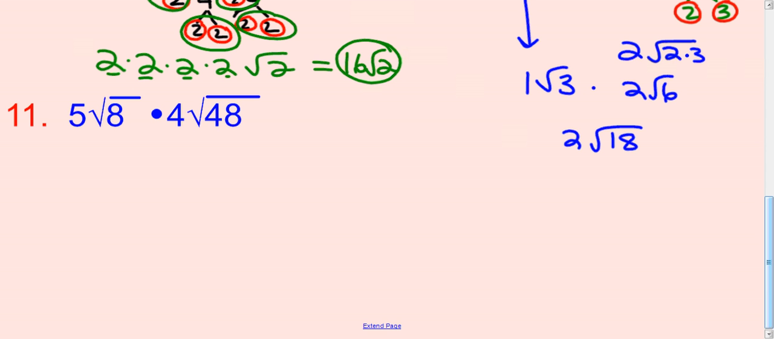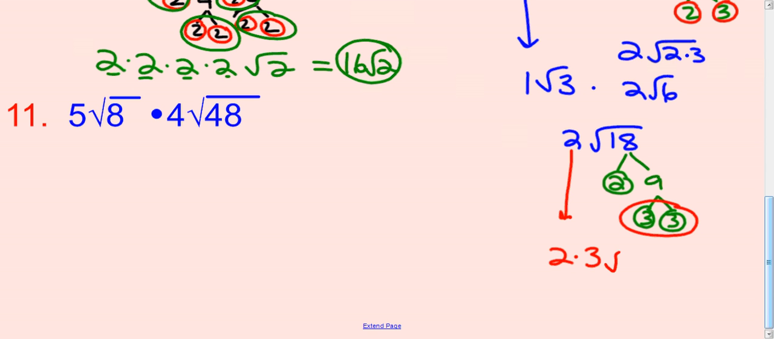And now root 18 can be broken down again. Root 18 is not as simple as it can be, so I will break that down into 2 and 9 and 3 and 3. And so now I have this 2 that's out in front, and then I have a pair of 3s that can go out there, and then I have this lone 2 that has to stay inside the house. So this turns into 6 root 2.